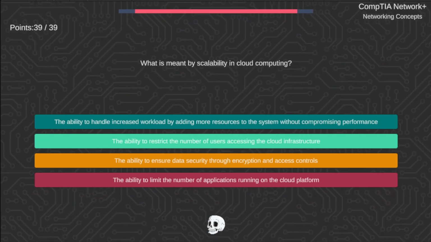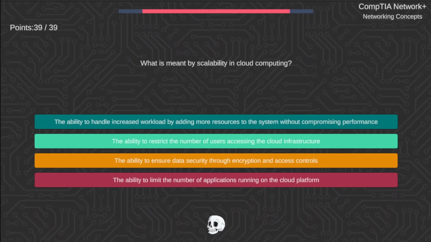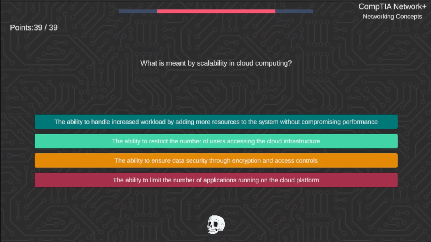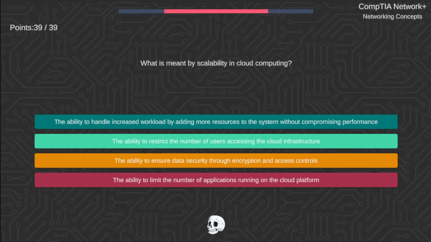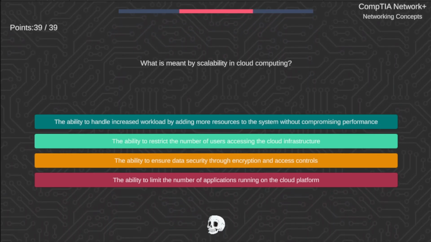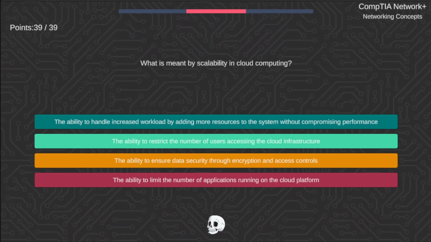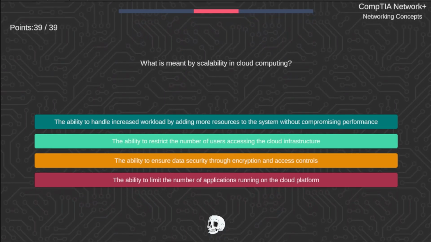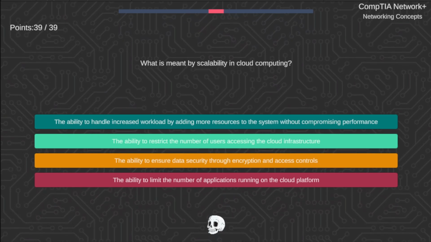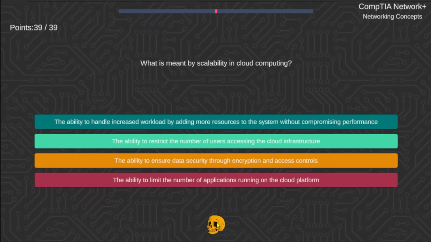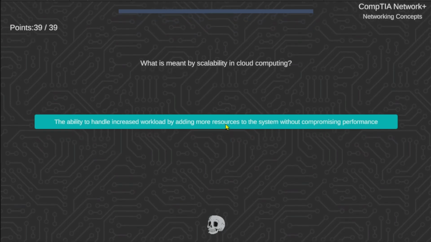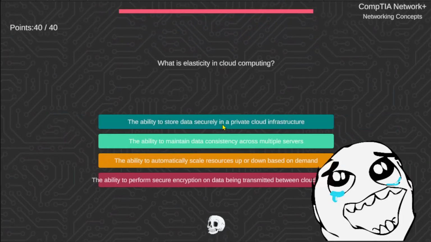What is meant by scalability in cloud computing? The ability to handle increased workload by adding more resources to the system without compromising performance. The ability to restrict the number of users accessing the cloud infrastructure, the ability to ensure data security through encryption and access controls, or the ability to limit the number of applications running on the cloud platform. Scalability in cloud computing. Correct answer is the ability to handle increased workload by adding more resources to the system without compromising performance.